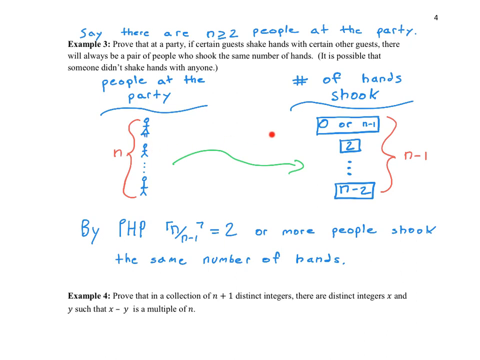Maybe they all decided to pick 0. Maybe they refused to shake hands. Or maybe everyone decided to shake everyone else's hand and they all chose n-1. Or maybe there was a pair of people that shook hands with 2 others, and then everyone else shook a different number. All of those are possibilities, but no matter what, we must have 2 people shaking the same number, and that's what the question asked for.